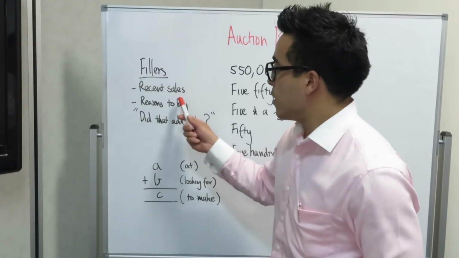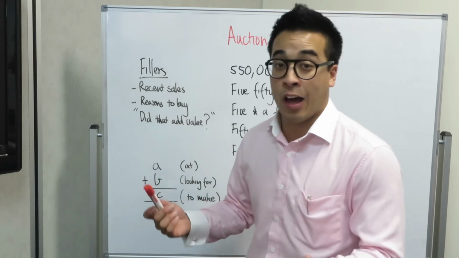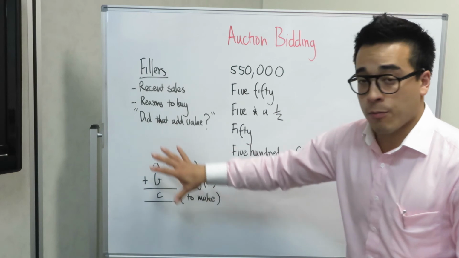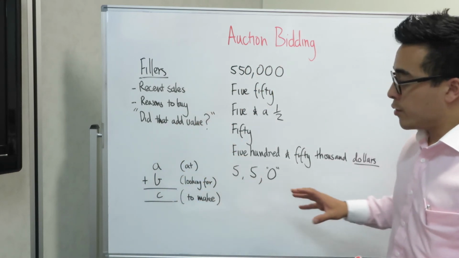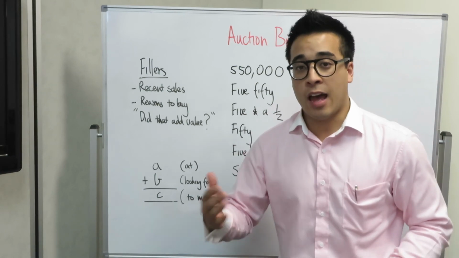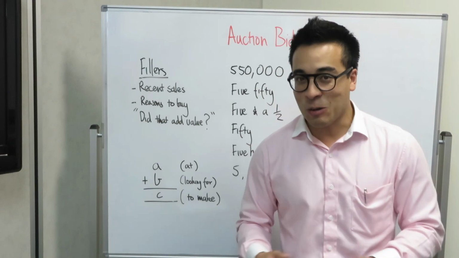So what I'm doing is putting reasons to buy as fillers, not smart aleck lines. I hope this gives you some resources and tools to add to your auction, so you're not just calling the same thing. This is variety, it's a bit of spice, it's a bit of salt and pepper.